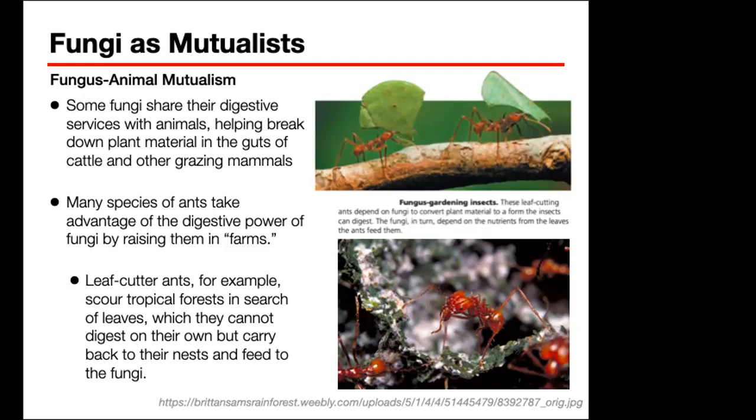Okay? So this is a form, acute, I think I would say acute na form of fungus animal mutualism. Okay? And it is believed that fungi and these leaf cutter ants have become so dependent that in many cases they can no longer survive without each other, and vice versa.